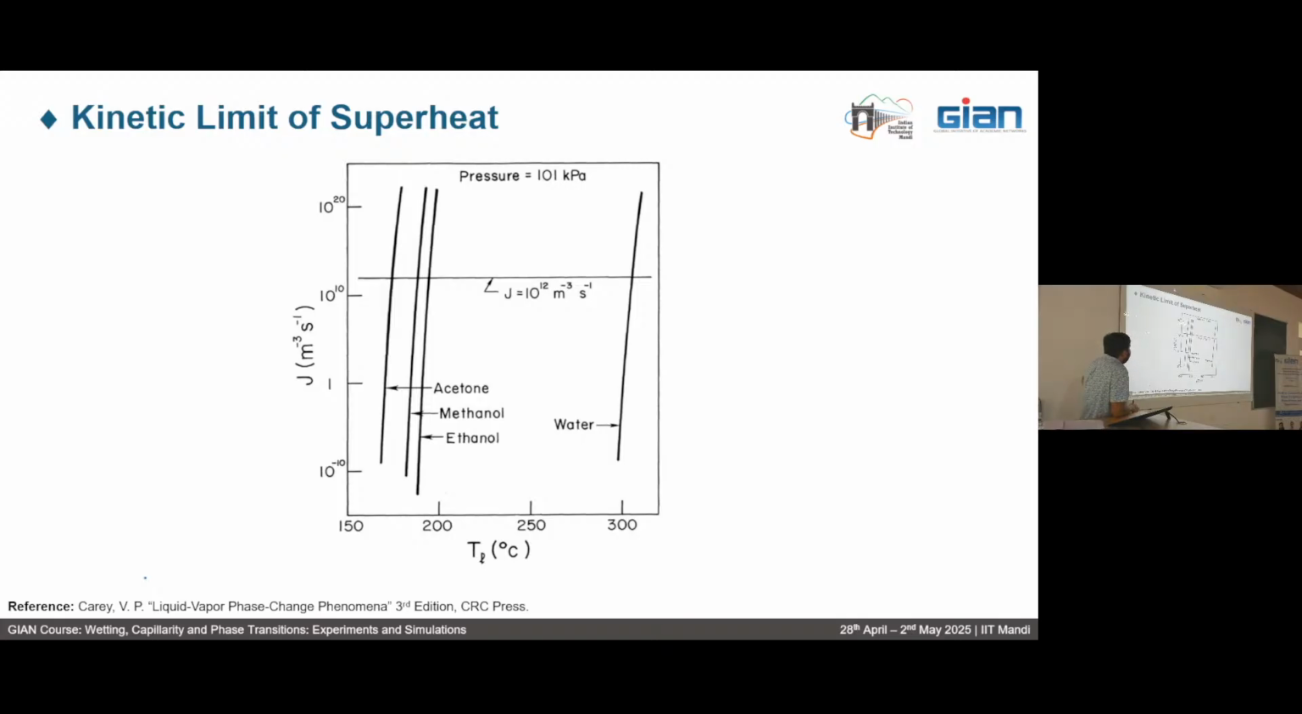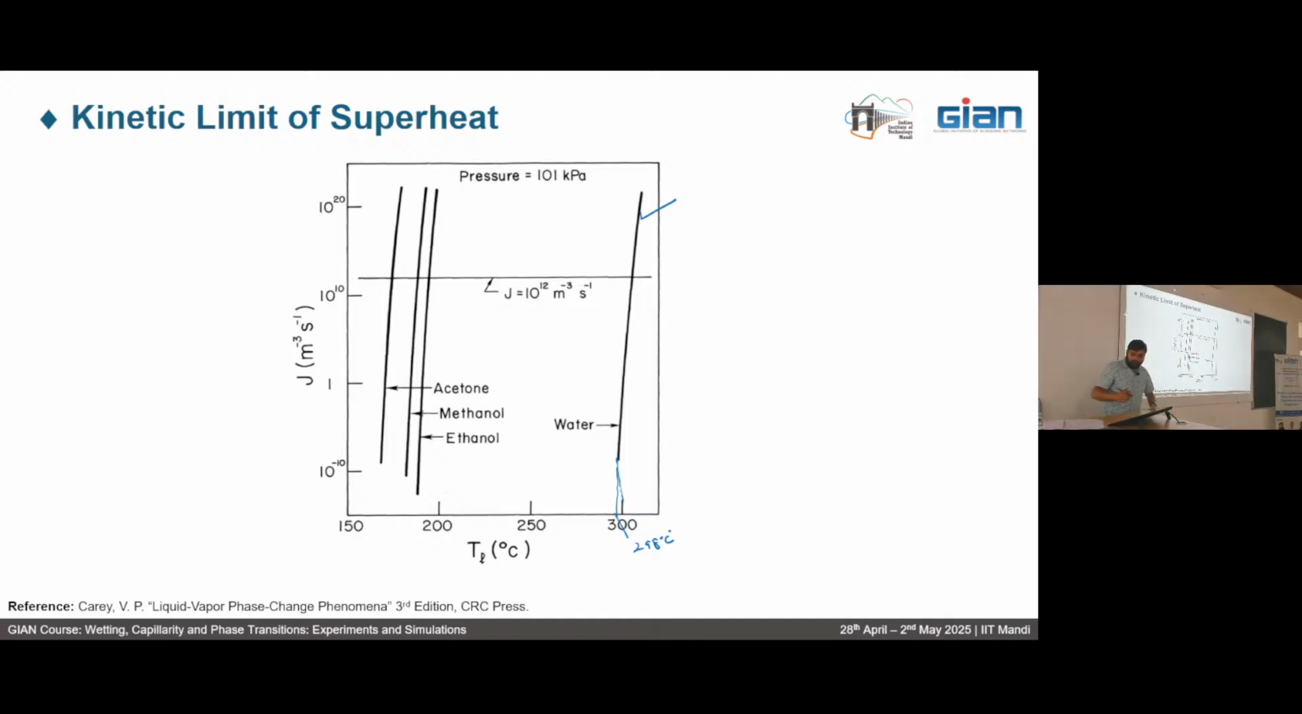This plot here shows J versus T_L. Now, J is defined as the number of excess molecules per unit volume per unit time. It's a rate, so it's per unit time. You can see very clearly here, let's suppose that we talk about water at 101 kPa pressure, and when the temperature is around, let's say, 298 degrees centigrade, the rate is almost 10 raised to the power minus 10, so small.